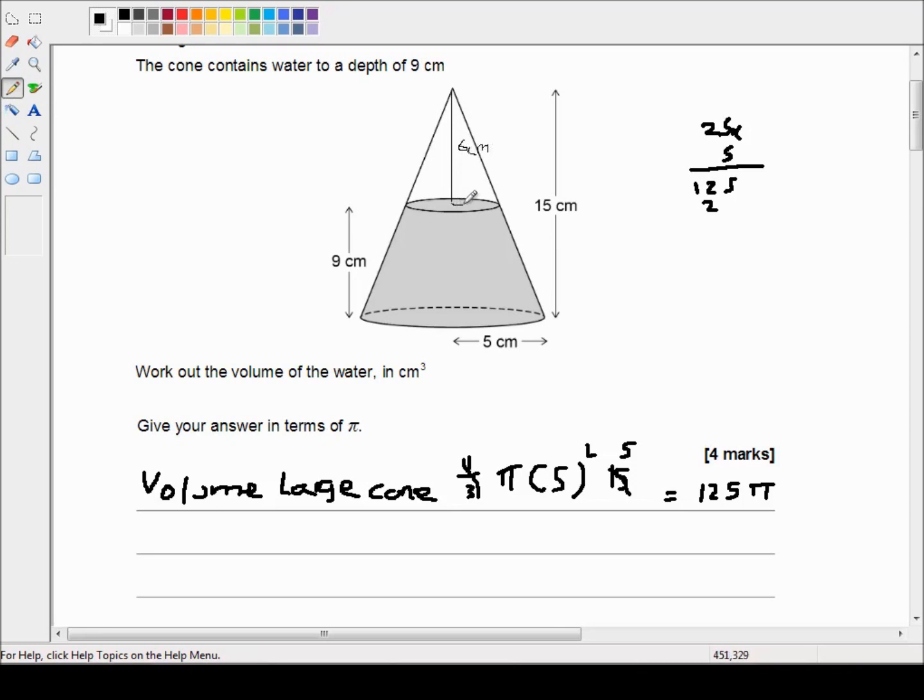And then the radius of the small cone, bear in mind these are mathematically similar, so the ratio of the radius of the small cone to the radius of the large cone is the same as the ratio of the height of the small cone to the height of the large cone. So the radius of the small cone is 6 over 15 times 5.